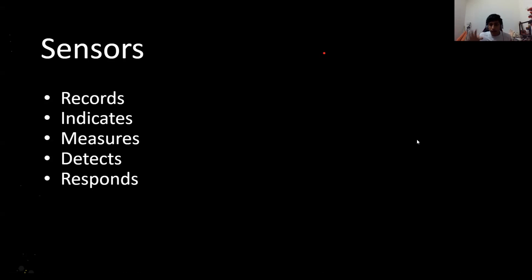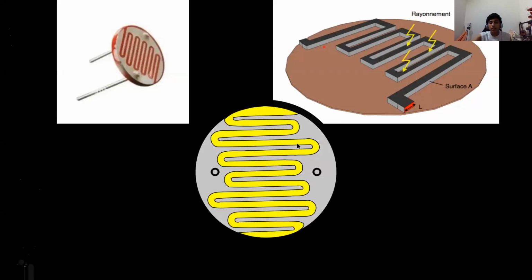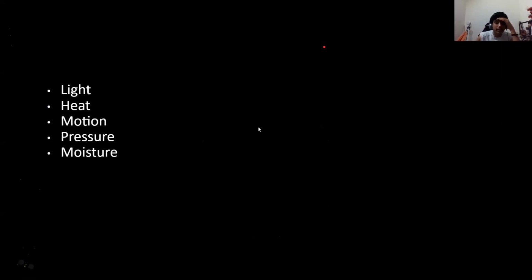So like how our body has 5 sense organs, similarly circuits have sensors. Does that make sense to everyone? Okay, that is basically what sensors do. Sensors can detect changes in light, changes in heat, changes in motion, changes in pressure or changes in moisture.